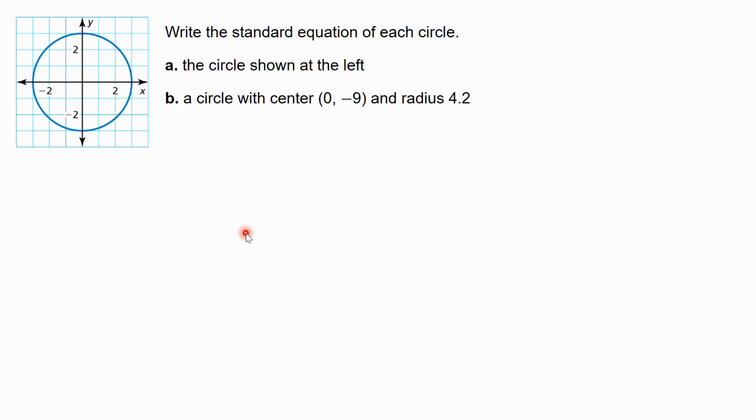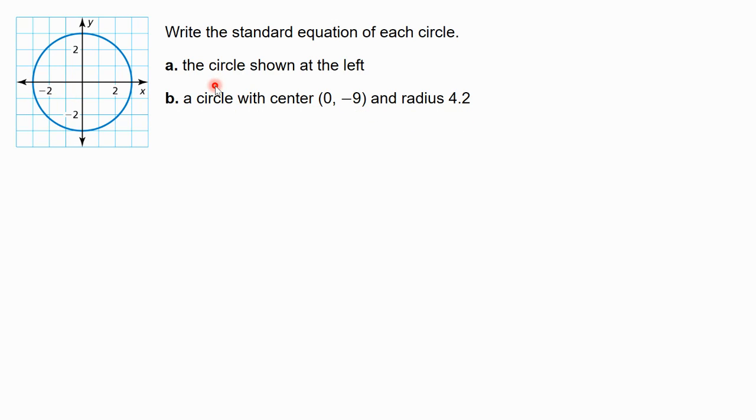Okay, in our first example, in example A, we're writing the standard equation, which is sometimes referred to as center-radius form, because again, it highlights the center and the radius. In this situation in A, we're looking at this circle centered at the origin. We're going to write the equation for that circle, and then we're also going to write the equation for another circle centered at (0, -9) with a radius of 4.2.